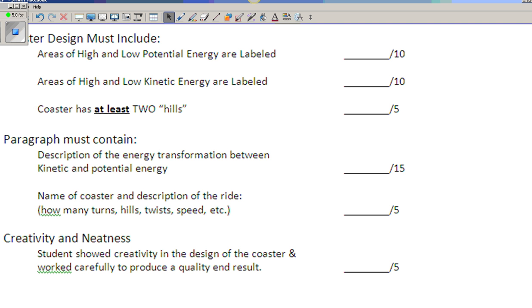So you're going to want to describe how many turns and hills, the twists that it has, and how much speed you can gain on this coaster. Of course, you probably are not going to be able to really accurately tell me how much speed, but you guys can discuss and talk how much speed fictitiously you want this roller coaster to achieve. The last part of this project is based on creativity and neatness. So I'm going to be giving you some points if you showed creativity in your design and you worked carefully and neatly to produce a quality end result.